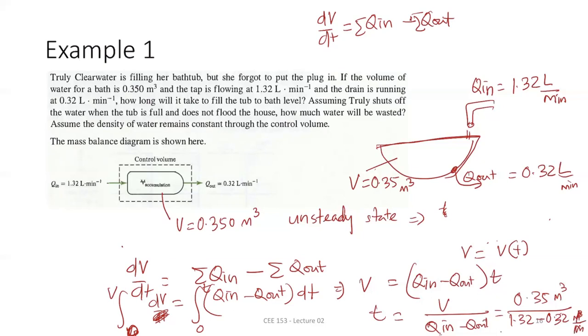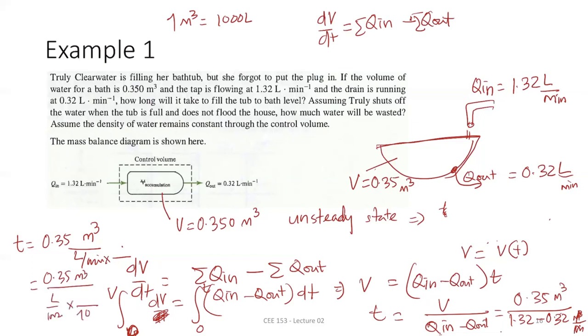What you got is, I'm going to write it here: time equals 0.35 meter cube divided by liter per minute. Okay, so now, liter is equal to what? One meter cube is 1000 liter. So that's what you have to change. 0.35 meter cube, so liter over minute. That means 1000 liter is 1 meter cube.